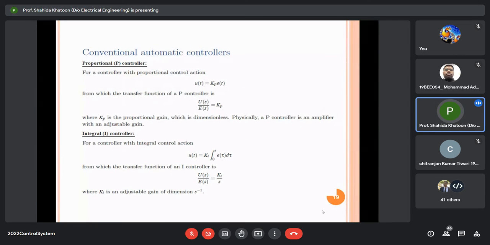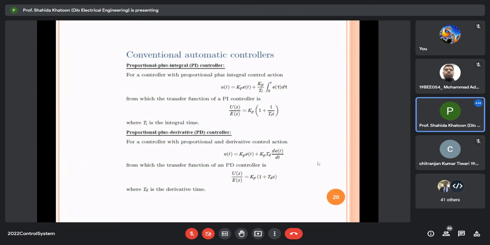So the proportional controller is basically written by u(t) equal to Kp e(t), where Kp is the transfer function of the P controller, which is called the proportional gain, which is dimensionless. Physically, a proportional controller is an amplifier with an adjustable gain. The integral controller is represented by u(t) equal to Ki integral 0 to t e(tau) d tau, where Ki is the adjustable gain of dimension s inverse.